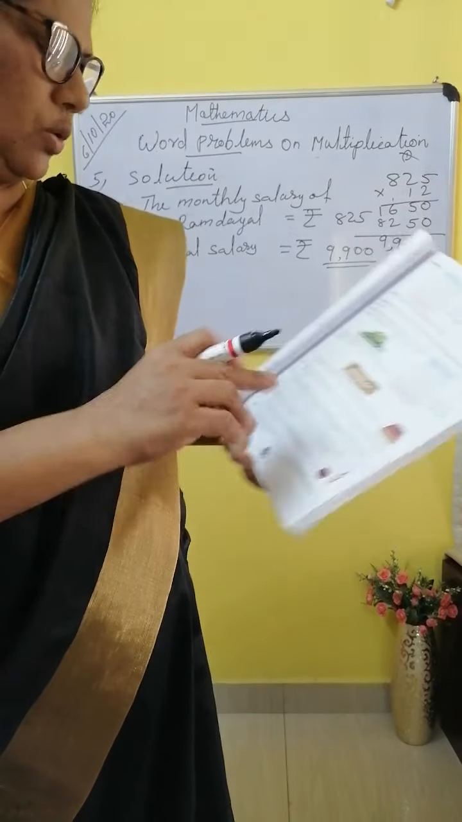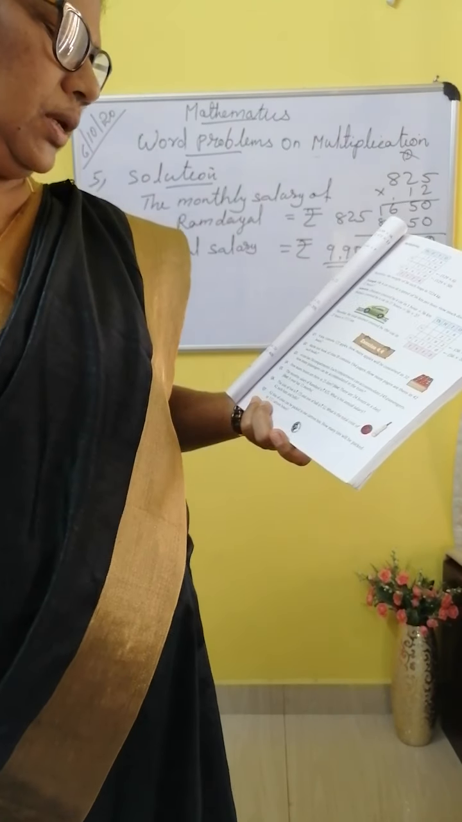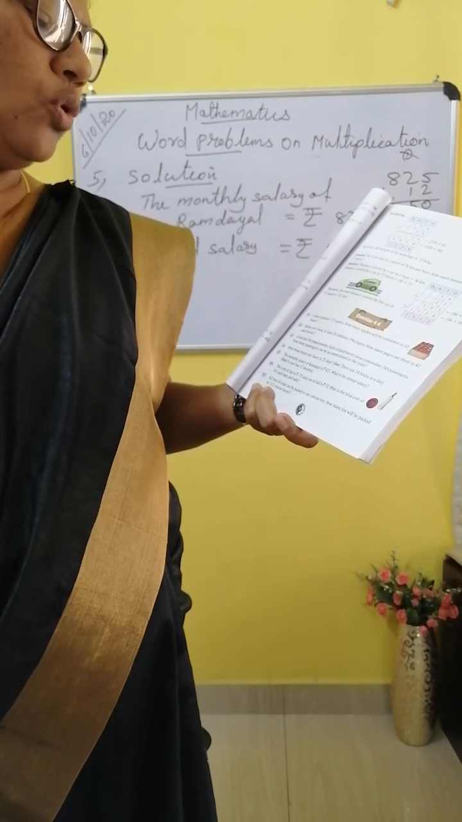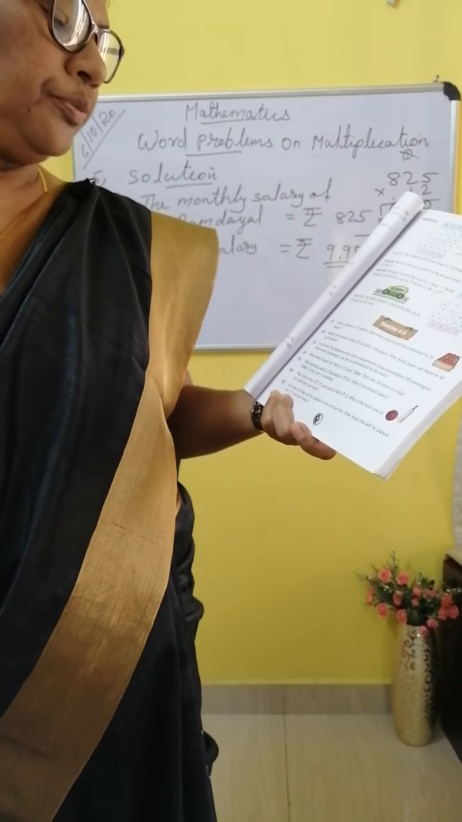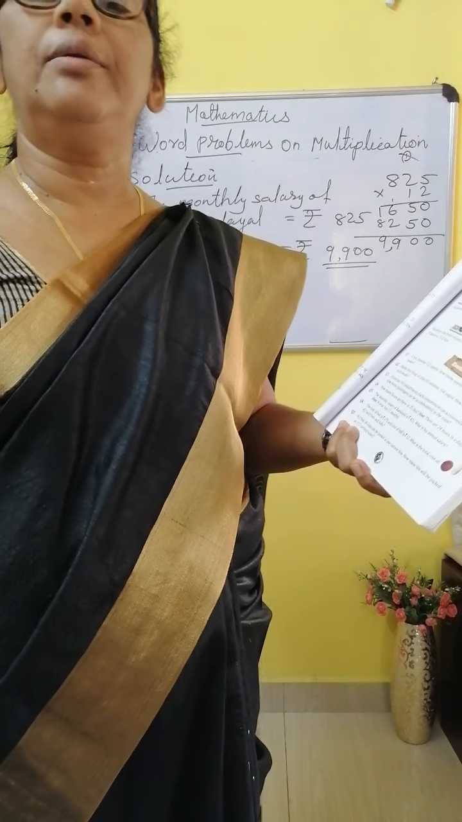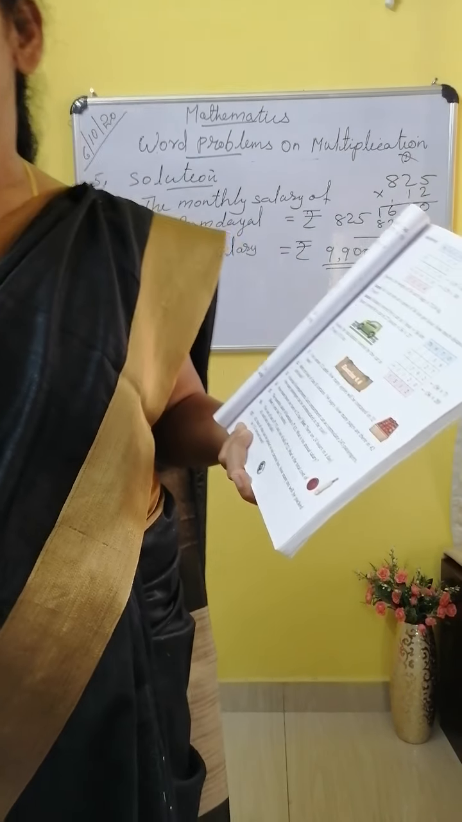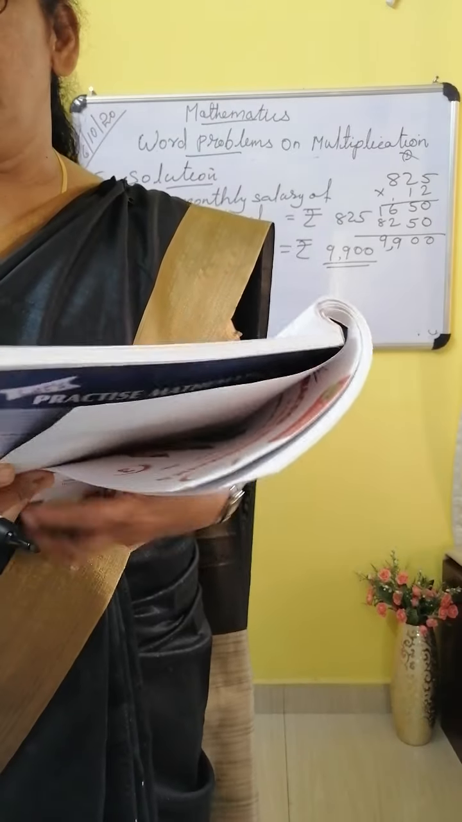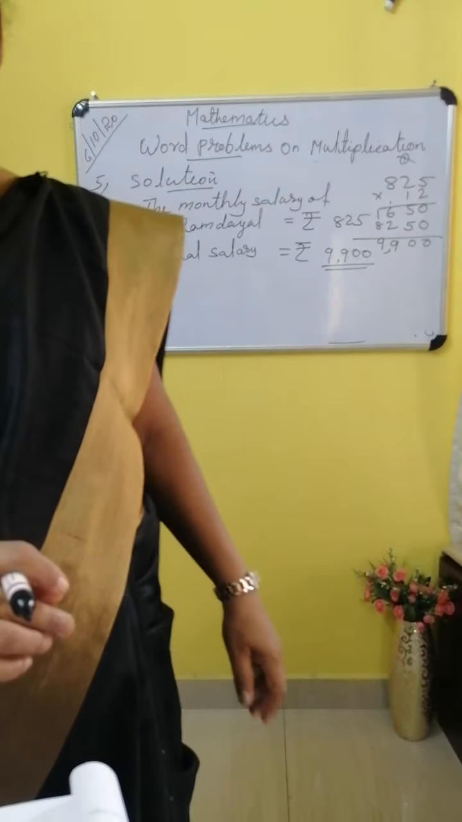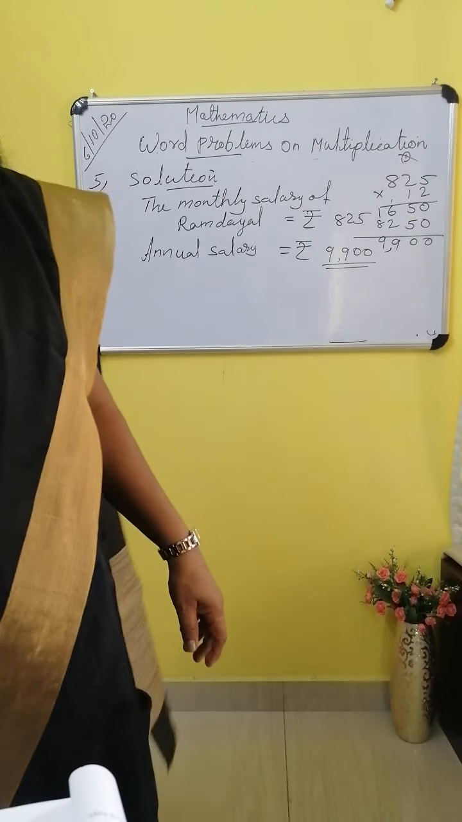Next one, number 6. Question. The cost of a bat is rupees 175 and the cost of a ball is rupees 52. What is the total cost of 42 such bats and balls? So, you have to find out the cost of one bat. Okay.